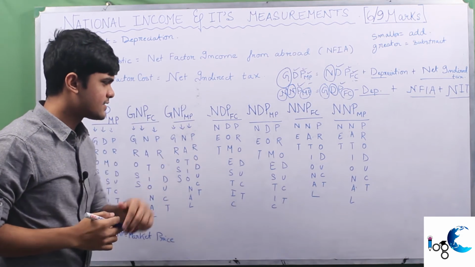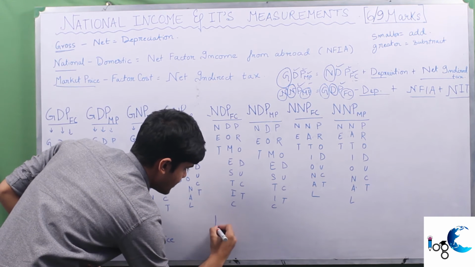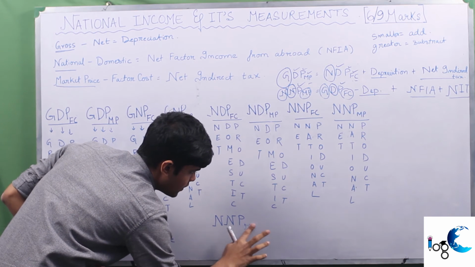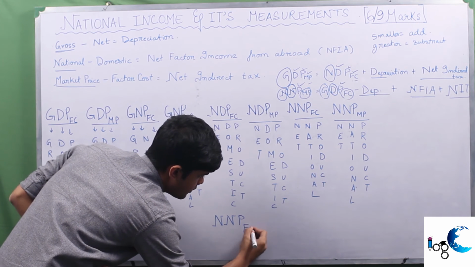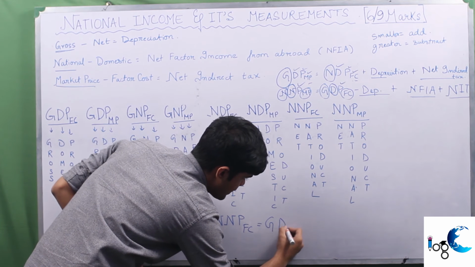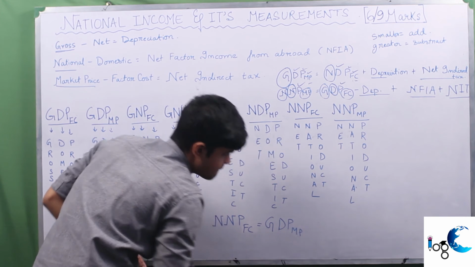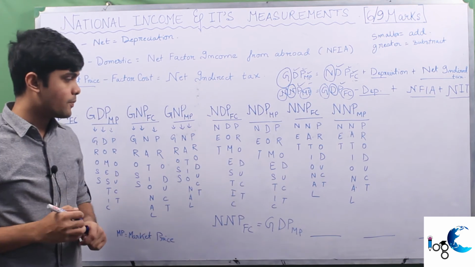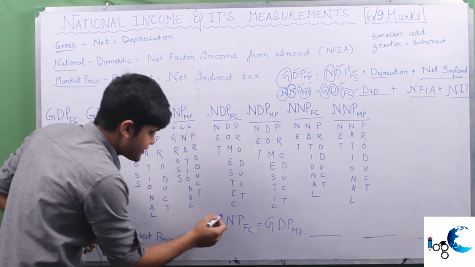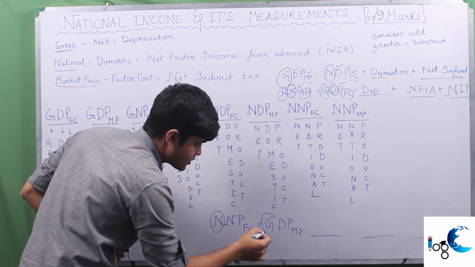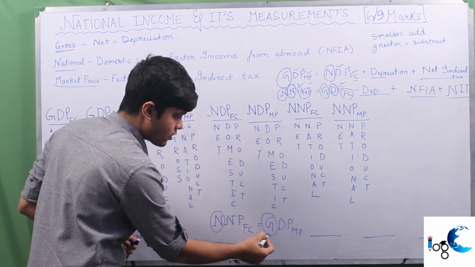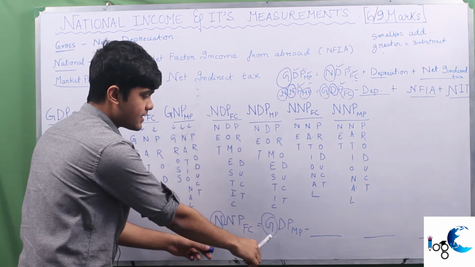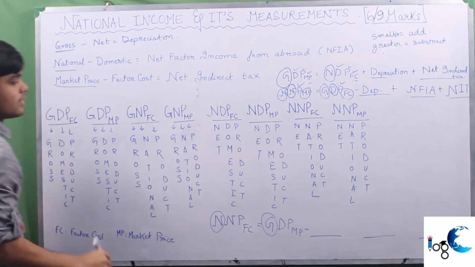Let us take one more example. Suppose it is given NNP FC is equal to GDP MP. Now you try to do this on your own. If you can't, then I will assist you. This is net and this is gross. Gross is greater than net, so if it is greater, then we subtract. What we will subtract is the difference between net and gross, which is depreciation.